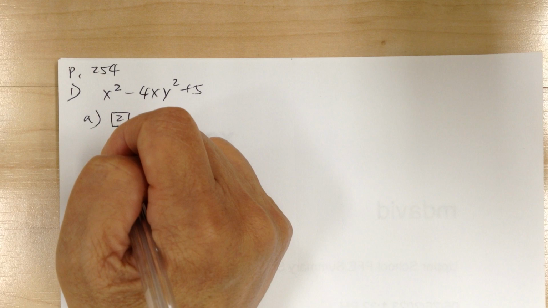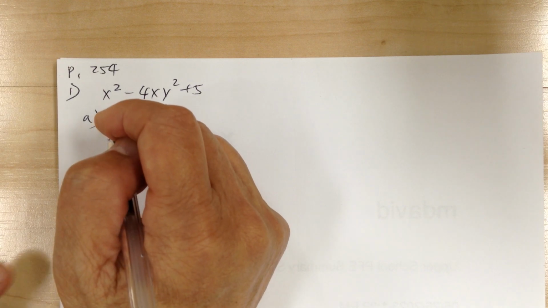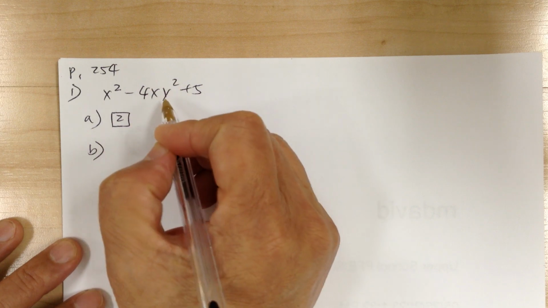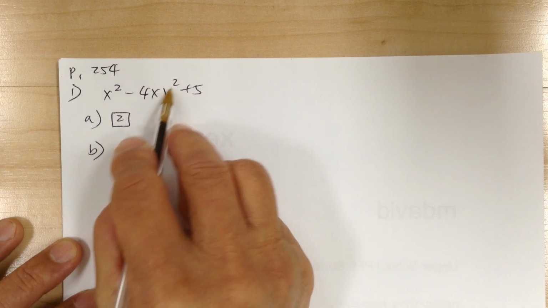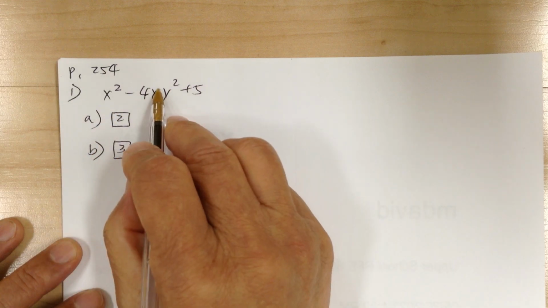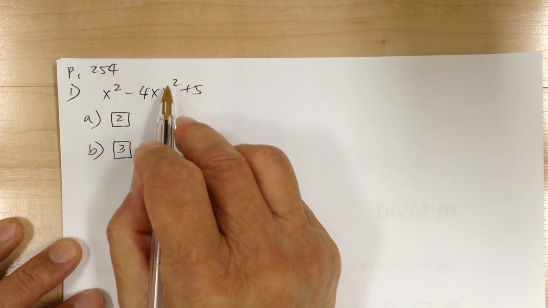Okay, and B, the degree of the polynomial. The degree of the polynomial is the highest one. So this is the third degree. So this is the highest one. So the answer will be 3, because you get 1 from here, 2 from here. So this is the third degree.